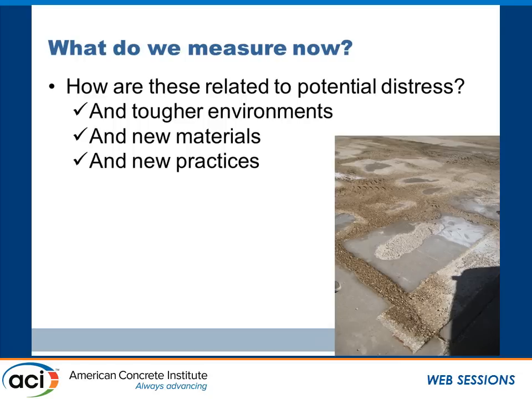We're also dealing with new materials. ACI 211 was last modified in 2001? No, 1991. All right? Fly ash has changed a lot since then. Cement has changed. Admixtures have changed a huge amount since then. Are we following the same old rules of thumb, and are they still appropriate?